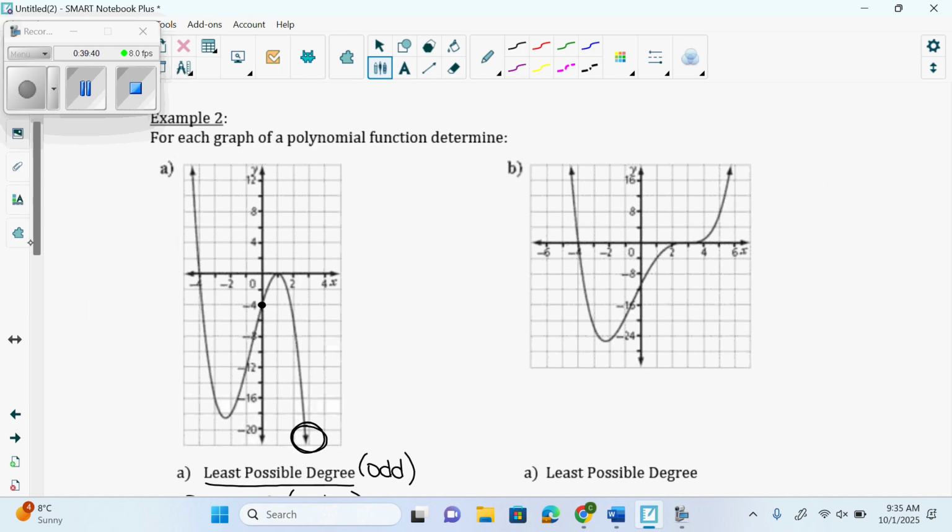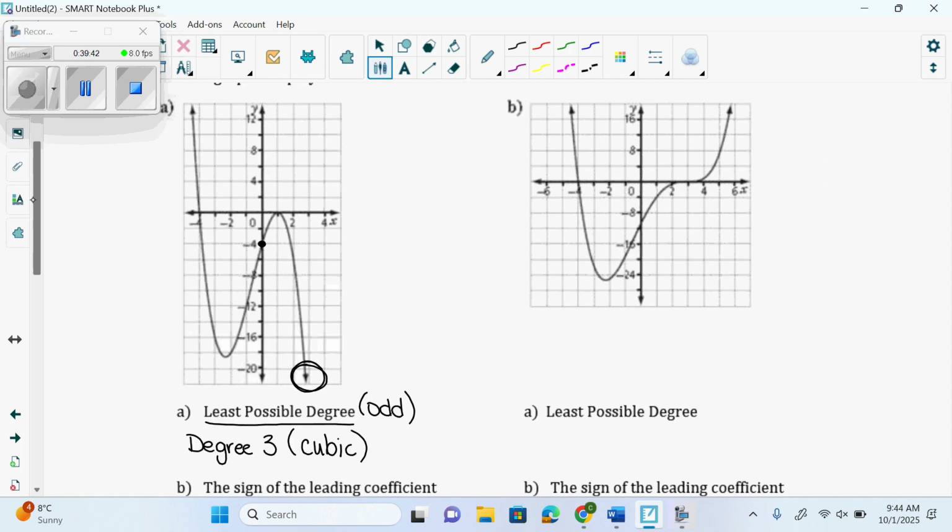Try this one. Fill it in. What is the least possible degree of this graph? 4. Now, guys, remember, the curriculum limits me: I can only give you up to degree 5. When it's even, the arms are in the same direction, yeah? So it's either degree 2 or degree 4.